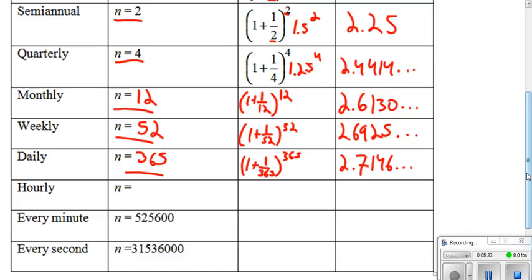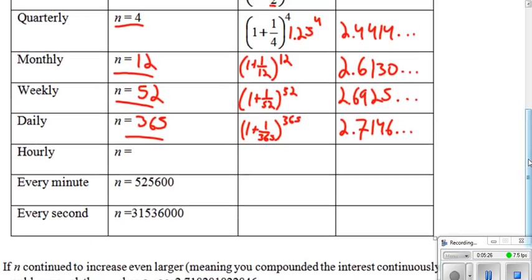27146 and some change. Hourly, so they checked it every hour. Well, that's 365 days times 24 hours in a day, 8,765 hours in a year. So 1 plus 1 over 8765 to the 8765 power. Getting to be some big numbers. So that one didn't grow by a ton, but it's still bigger than the one before.